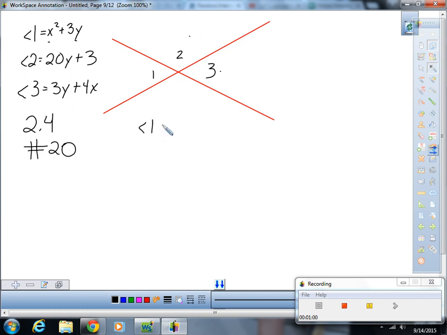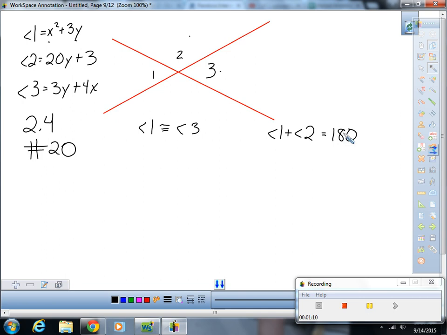So my equation is going to be that angle 1 is congruent to angle 3, and that angle 1 plus angle 2 equals 180. Now maybe you're saying, how come you didn't say that angle 2 plus angle 3 equals 180? I could, but I don't need 3 equations. I only need 2 equations.